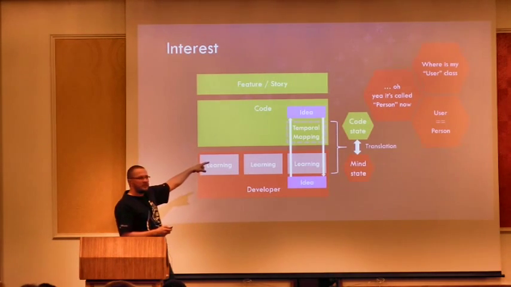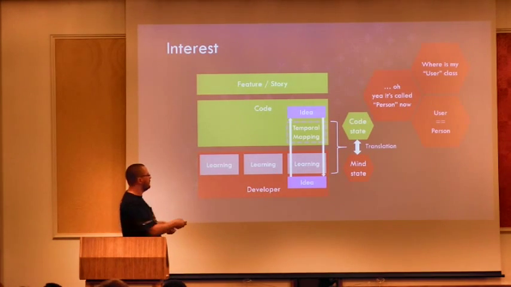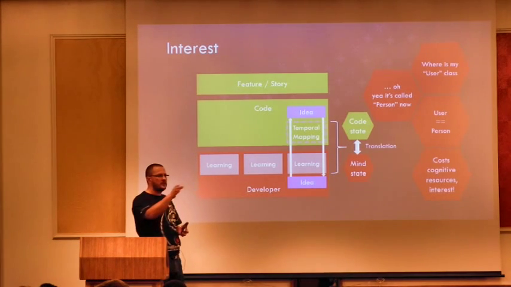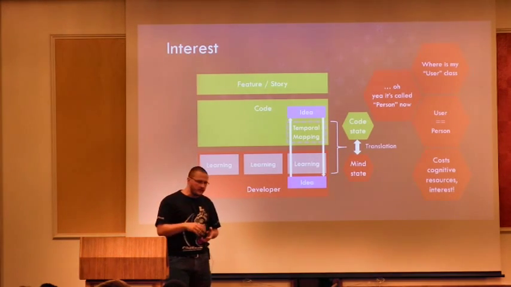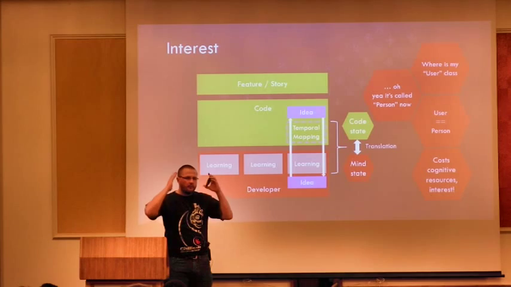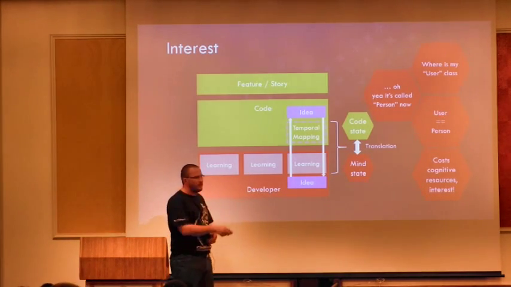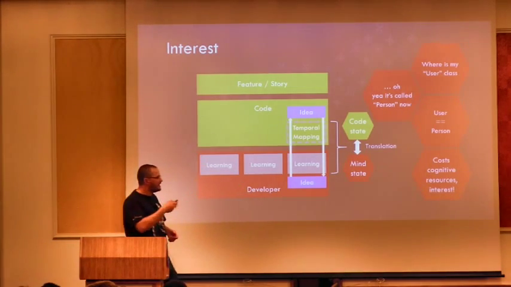The problem is this translation. The code has one state, and his mind state is different. He's got a different picture in his mind, and it's because of this learning that's only sitting in his head. It's not reflecting the code, so he's having to build up that mapping. This costs cognitive resources. Now, if you go to Travis's talk a bit later, he's going to be talking about neuroscience and software dev a bit. Your prefrontal cortex can keep track of less than 10 things at one time. So every time you're having to build mapping, you're using your problem-solving part of your brain to remember things. And that is the interest.